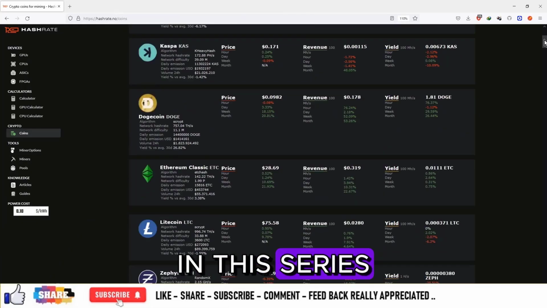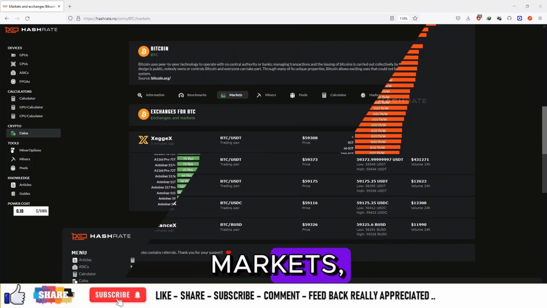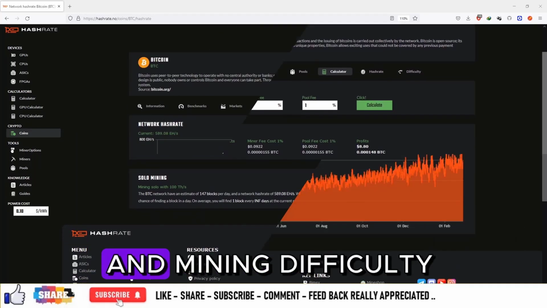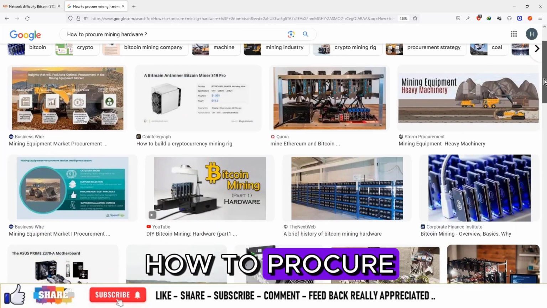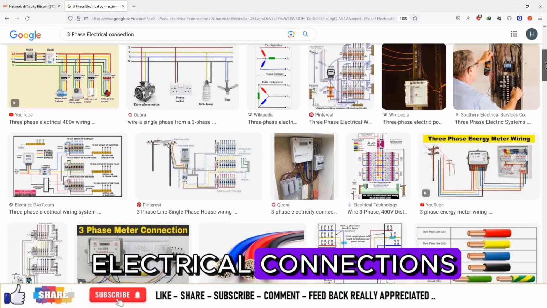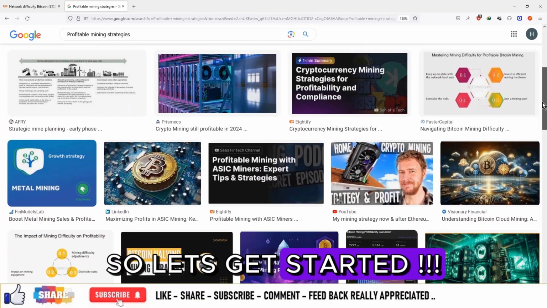Hashrate.no. In this series, we are going to cover information about the project, benchmarks, markets, miners, pools, mining hash rate, and mining difficulty. How to participate in mining process. How to procure mining hardware. Challenges in crypto mining process such as electrical connections and heat dissipation solution. Profitable mining strategies. So let's get started.